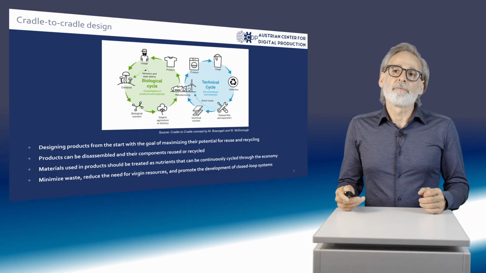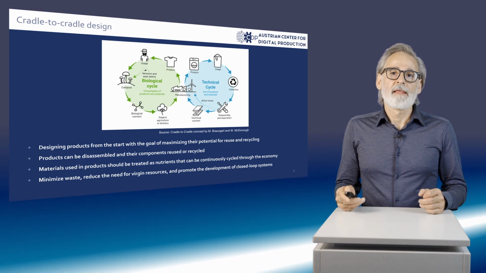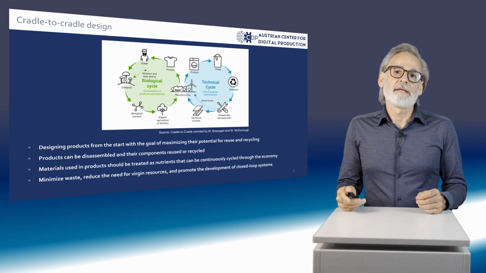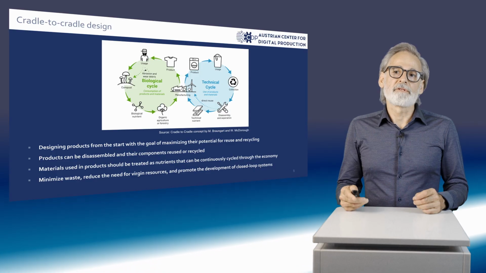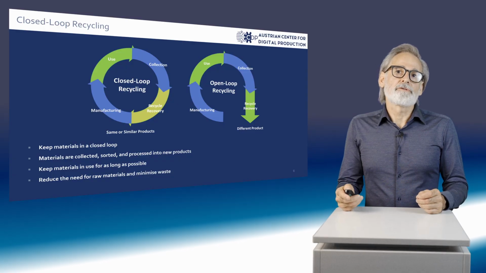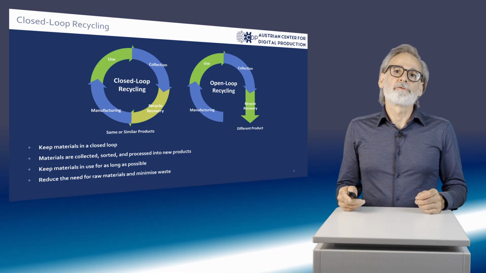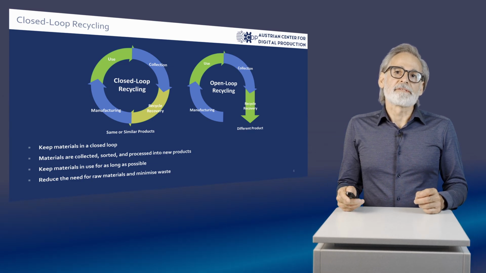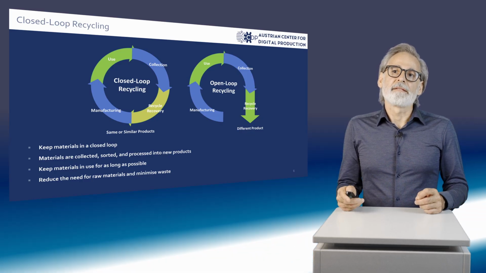Products should be designed in a way that they can be disassembled and their components reused or recycled. By designing products with reuse and recycling in mind, the cradle-to-cradle design can help to minimize waste, reduce the need for virgin resources, and to promote the development of closed-loop systems. So the closed-loop recycling model, or closed-loop system model, aims to keep materials in a closed loop where materials are collected, sorted, and recycled. The recycled materials are then used to create new products which can be recycled again at the end of their useful life.